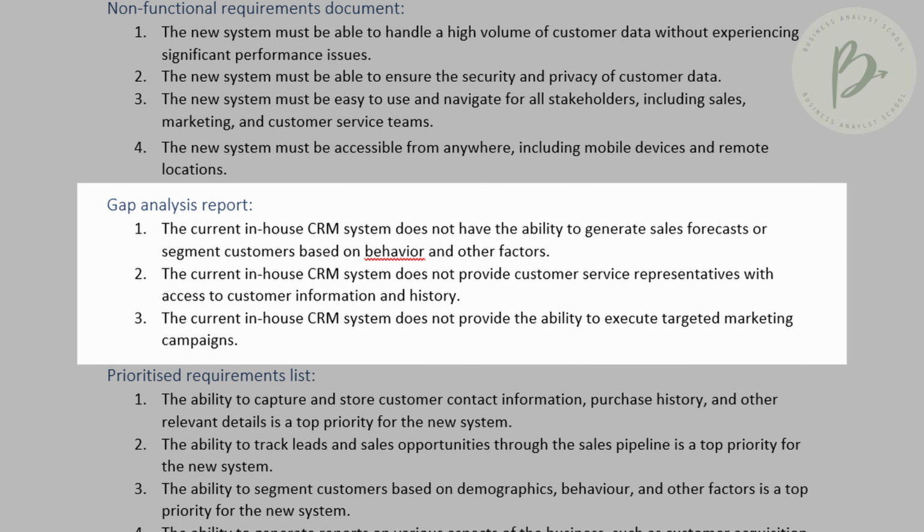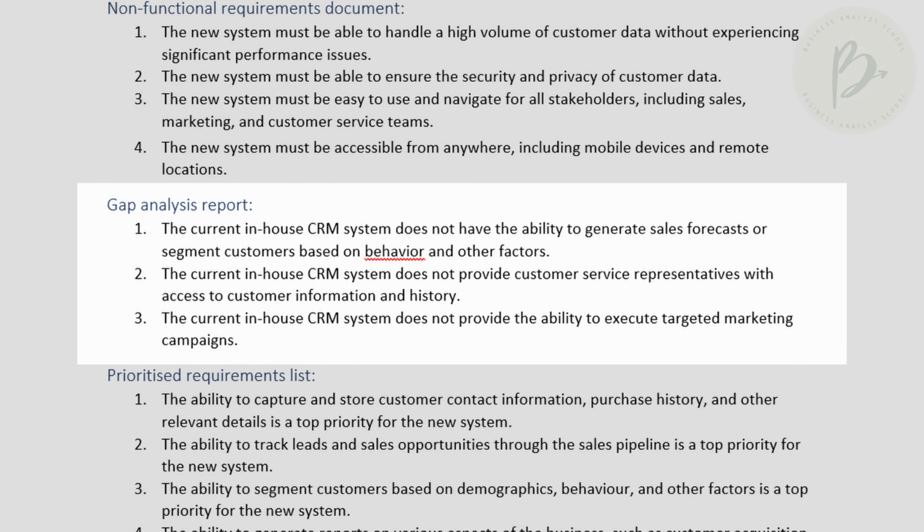Another gap is that the system does not provide customer service representatives with access to customer information and history. They're not able to find certain information, which makes their work harder. Another one is that it doesn't provide the ability to execute targeted marketing campaigns. This is a high requirement on the marketing team's list.